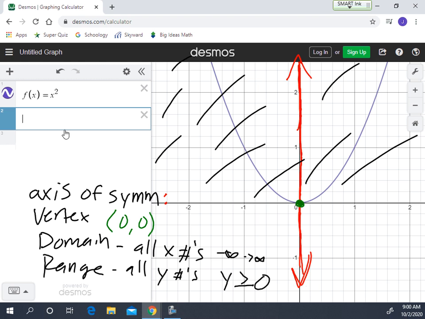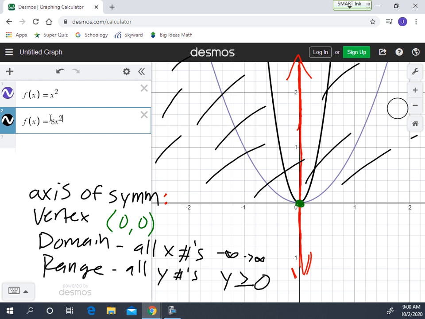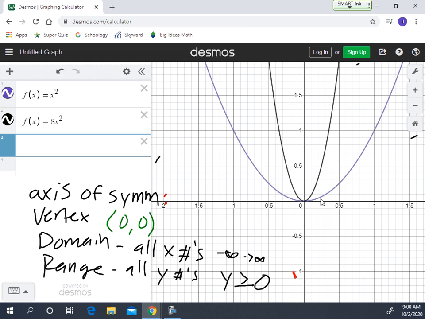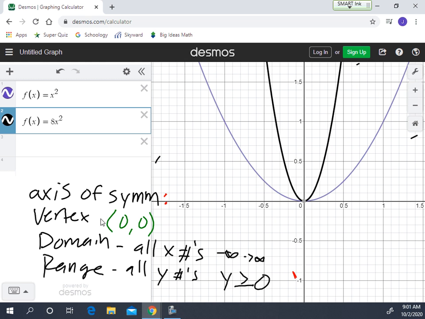Let's type in f of x equals 8x squared. So we have a skinnier graph, but does the axis of symmetry change? No, it does not. It still splits it right on the y-axis. Does our vertex change? It's right at 0, 0. No, that does not change. How about domain and range? Our domain is still negative infinity to infinity, and our range is still y greater than or equal to 0.